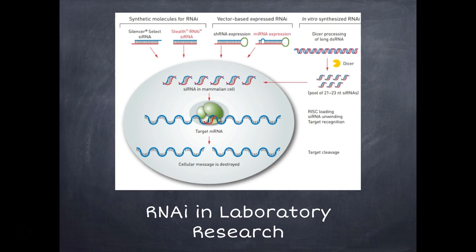RNAi has actually been exploited for laboratory research in order to prevent protein expression of targeted genes in a controlled setting. By expressing synthesized siRNA molecules that have been made in the laboratory, there can be almost an immediate stop to protein synthesis. So if they're working with a particular protein that they need to silence in order to get a result that they're looking for, then they can use these synthesized silencer siRNAs or stealth siRNAs.